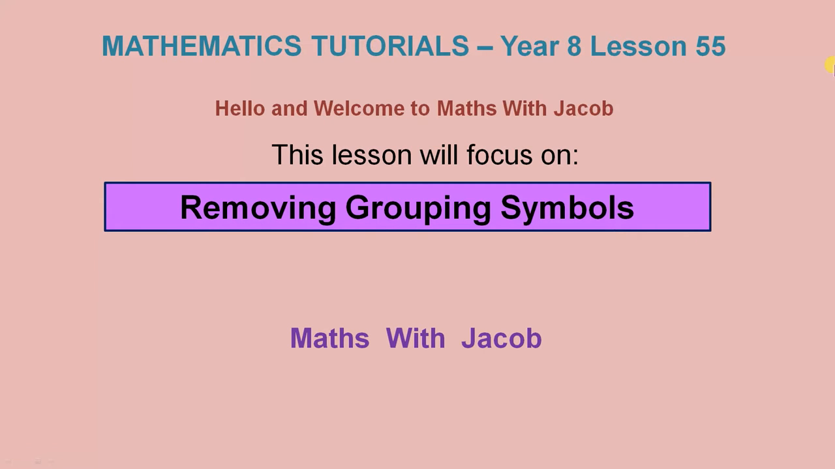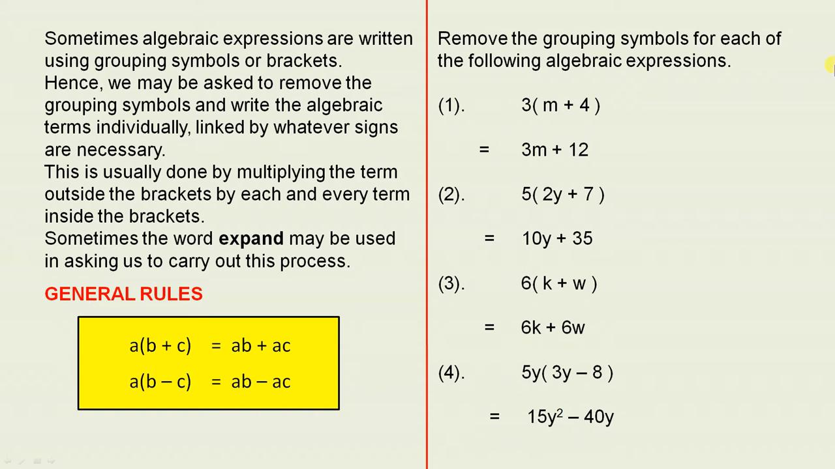This lesson will focus on removing grouping symbols. Sometimes algebraic expressions are written using grouping symbols or brackets. Hence, we may be asked to remove the grouping symbols and write the algebraic terms individually, linked by whatever signs are necessary. This is usually done by multiplying the term outside the brackets by each and every term inside the brackets. Sometimes the word expand may be used in asking us to carry out this process.